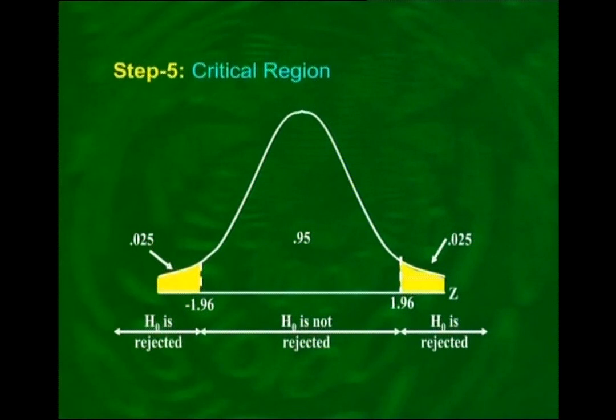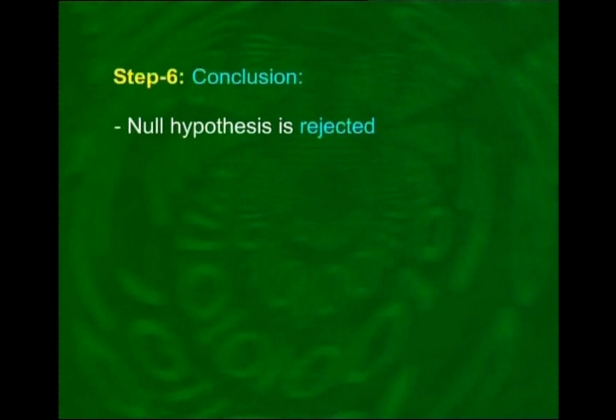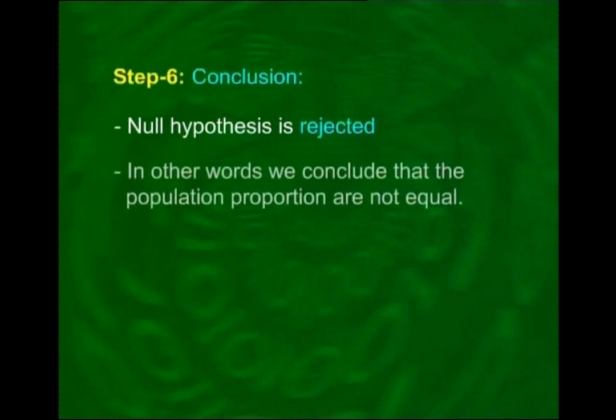Ab ye jo value minus 5.00 aayi hai, obviously it is lying in the left tail of the distribution as you now see on the screen. And because of this, we can of course say that we will reject H0. In other words, we conclude that the population proportions are not equal.